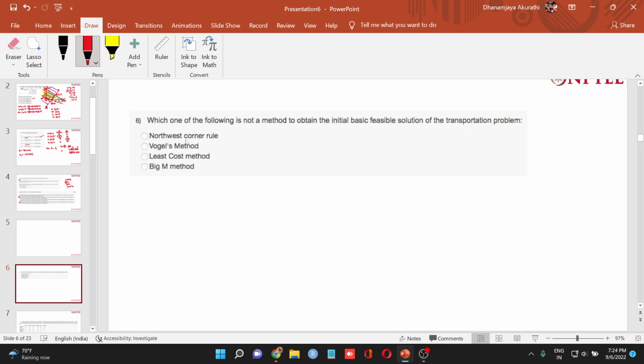And in this transportation problem, there are two ways of solving it. One way is to find only the initial basic feasible solution, and the other is to find the optimal solution.